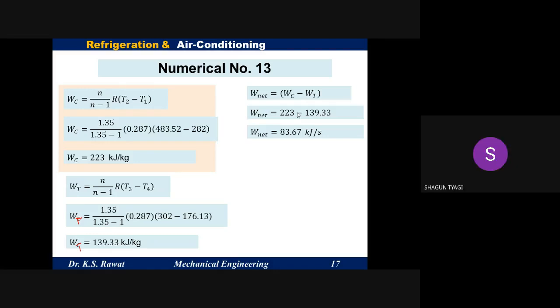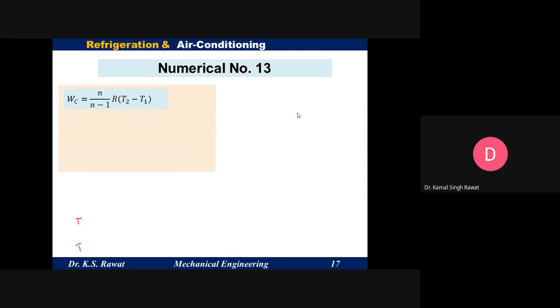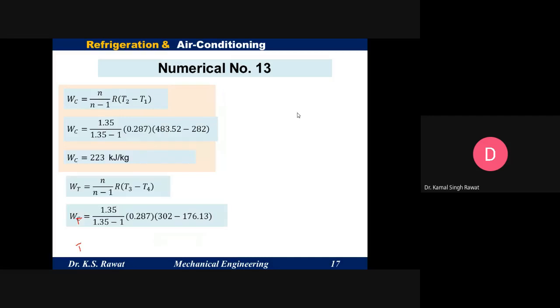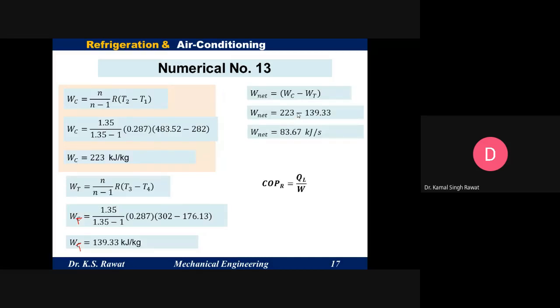Q naught value is 105. 106.19. Okay. So now we can calculate the COP, QL upon W or Q naught upon W. So we have the value of Q naught and we have the value of W net. So put the value and tell me the answer. Sir, 1.269, or we can say 1.27. So this is the COP. Okay. Numerical is clear? Yes, sir.